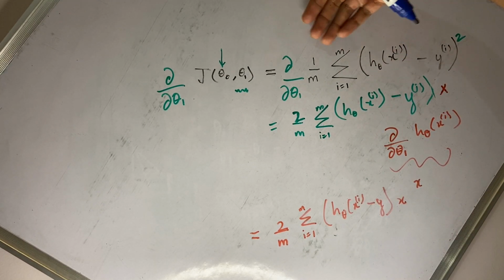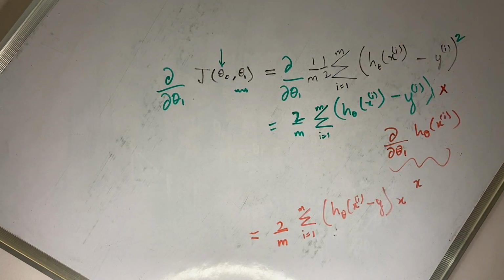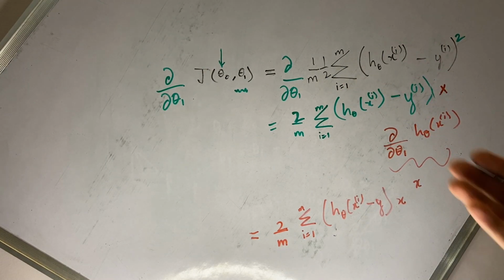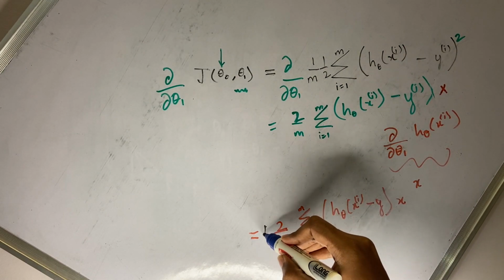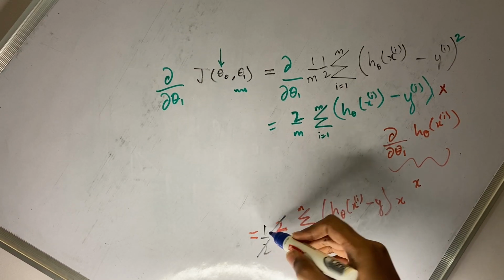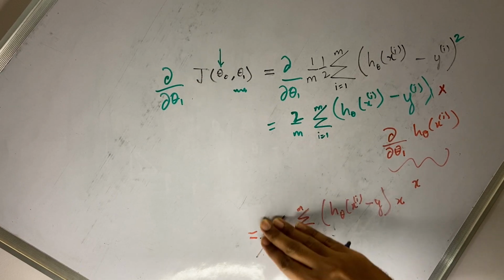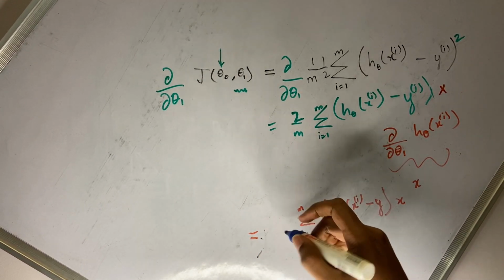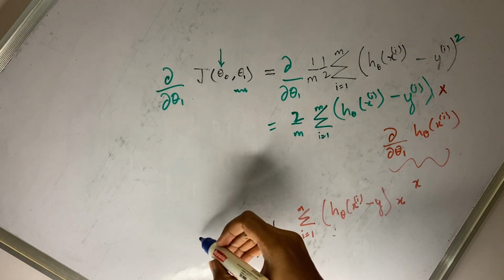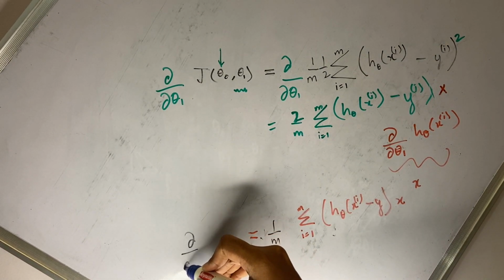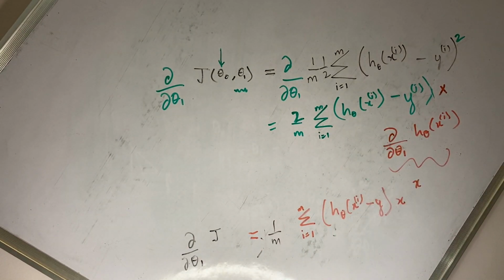Usually this mean that you see here is halved for the convenience of computing gradient descent. So when it is halved, this 2 will be cancelled. We will end up with 1 over m multiplied by the remaining terms. However, this is for the derivative of the cost function with respect to θ1.